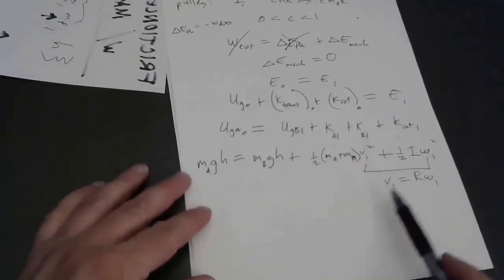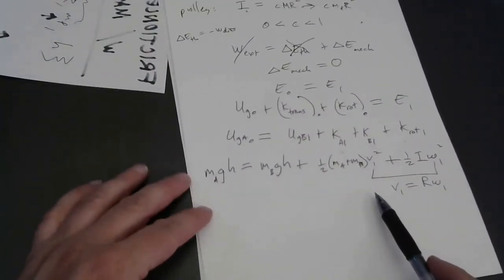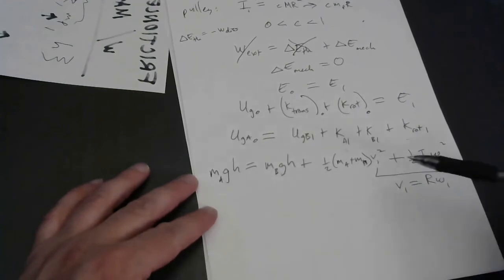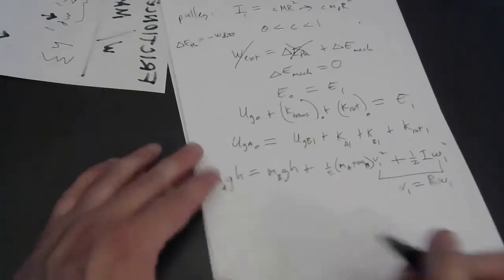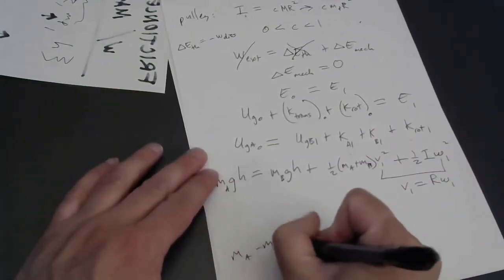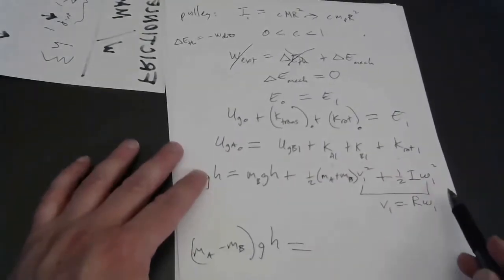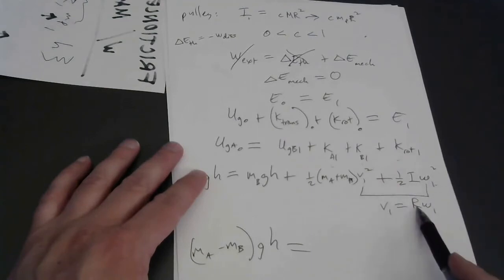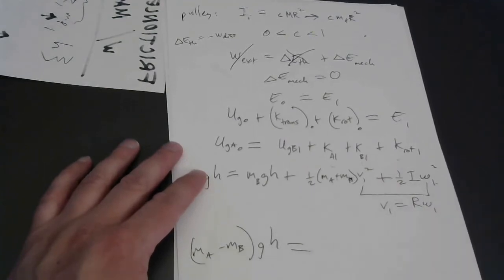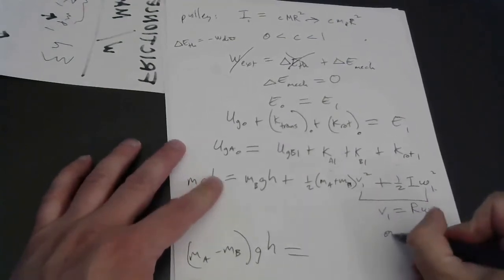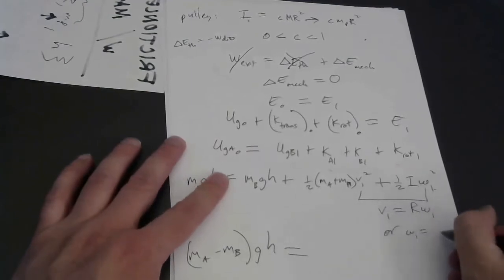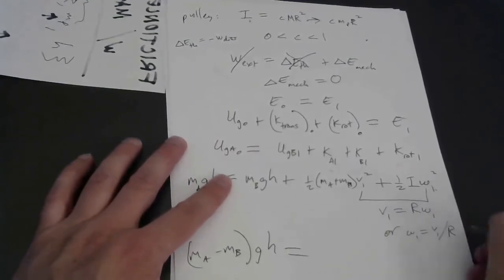And now let's solve for V1. Why don't I collect these two together on that side? They both have a GH in common, so (MA minus MB) GH equals, and let's see, omega 1 squared would be R squared omega squared. So I could actually say omega 1 would be V1 R over R. Does that work? Yeah.